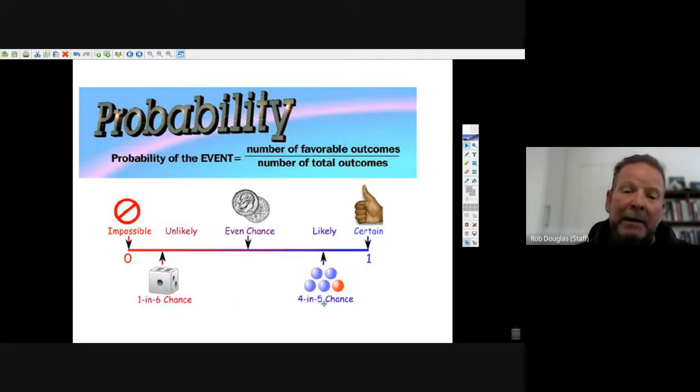Now, if you had 5 marbles in a bag and 4 were blue and 1 was red, the chance of pulling out a blue marble, there are 4 of them, so there's 4. That's the thing you're looking for, and the total number of marbles is 5. So all probability kind of works off of this same fraction.